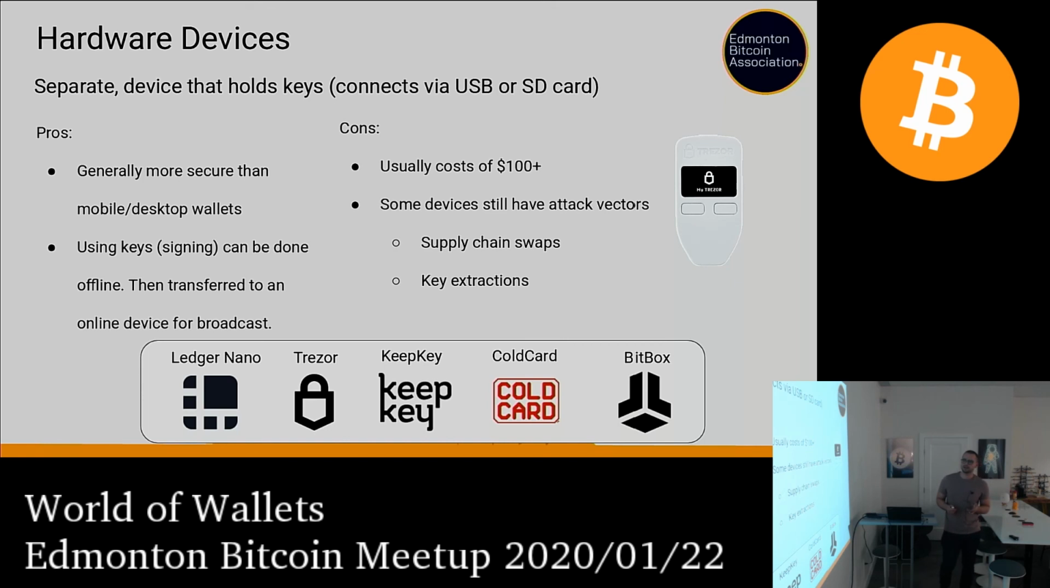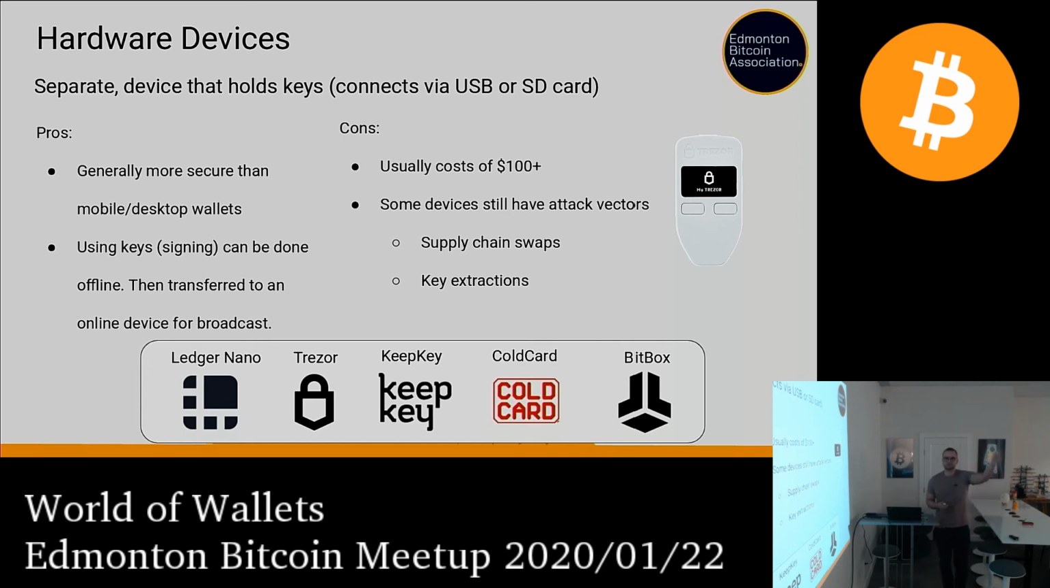On the con side, it starts off with a price tag. They aren't free. A lot of them start off at $100 plus. Also, the devices aren't perfect. They do have attack vectors. Some examples would be a supply chain swap or attack, meaning if you order this device online, are you getting a real one? Are you getting a fake one?